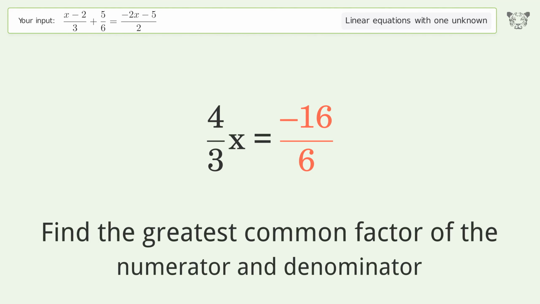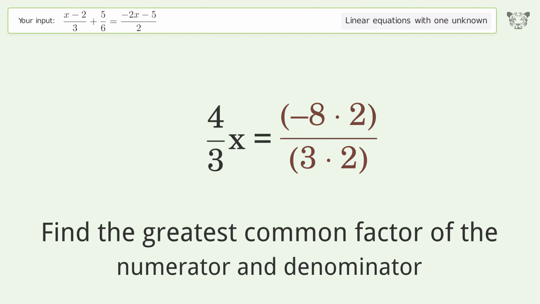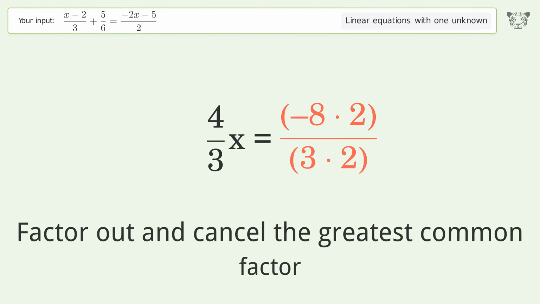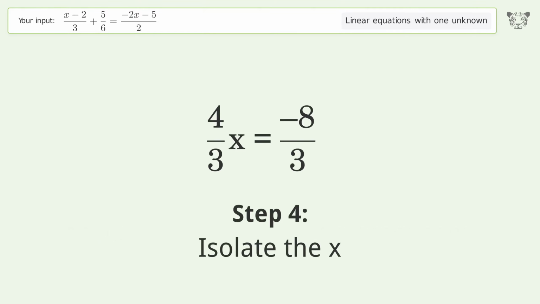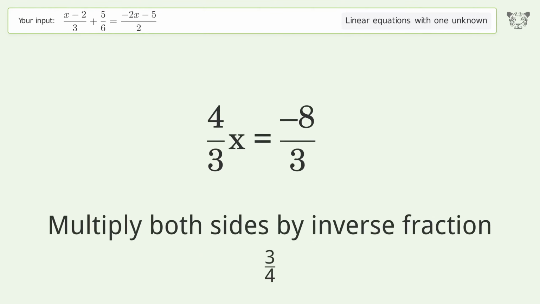Find the greatest common factor of the numerator and denominator. Factor out and cancel the greatest common factor. Isolate the x. Multiply both sides by the inverse fraction 3/4.